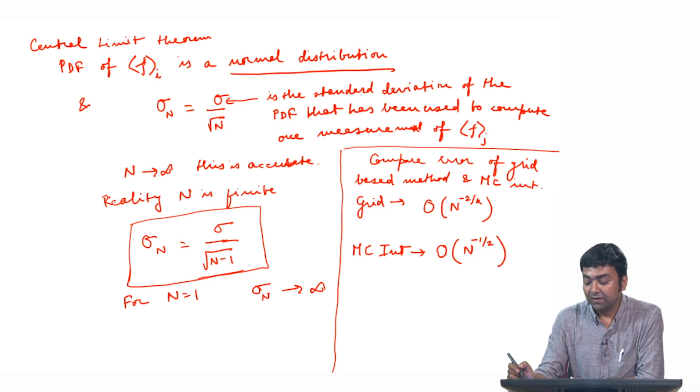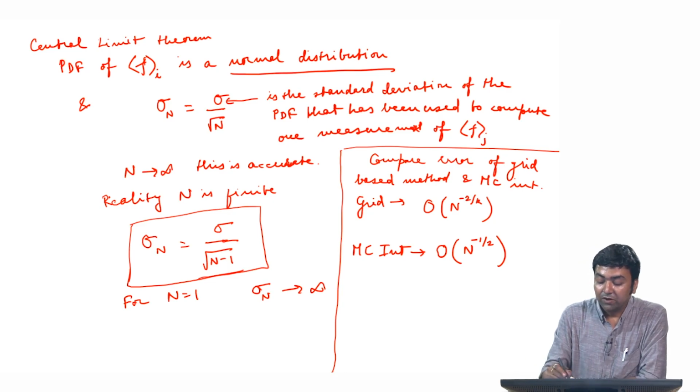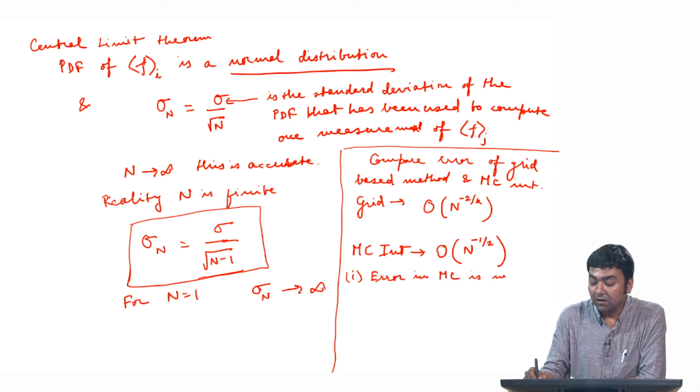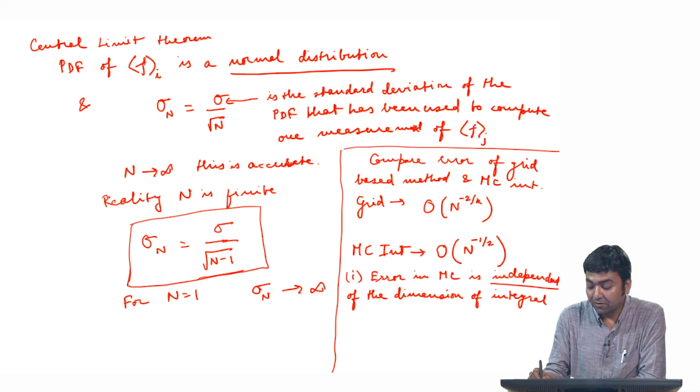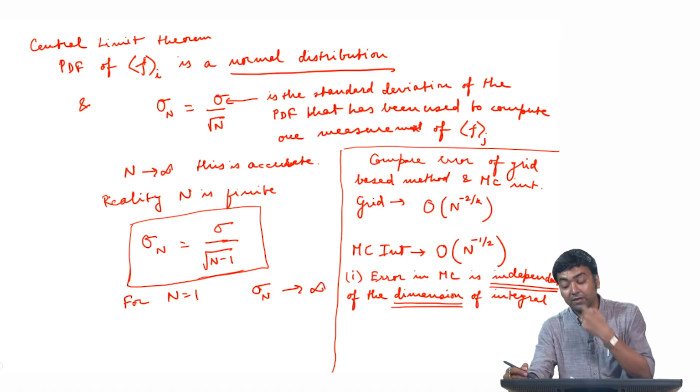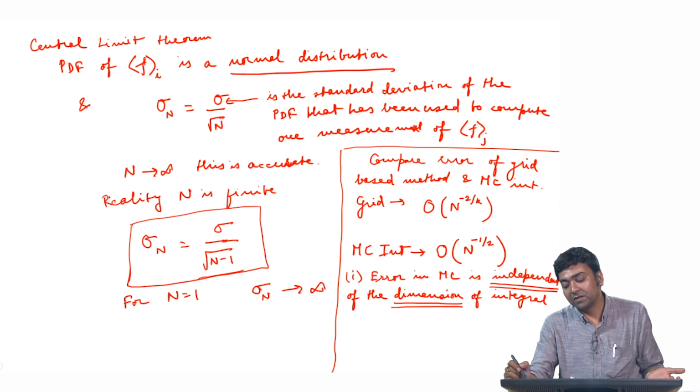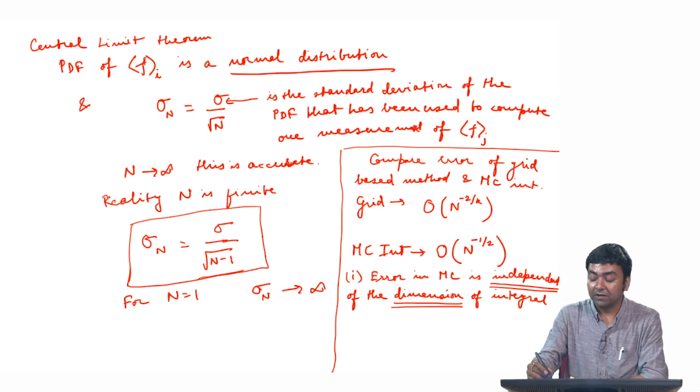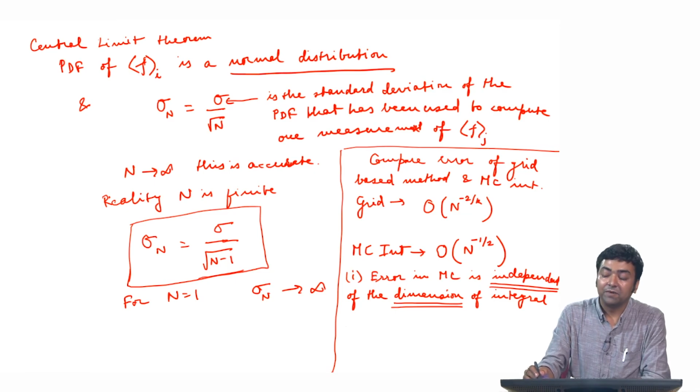So, what is the major difference? What can we learn from these two? The first thing we learn is that the error in MC is independent of the dimension of the integral. Important thing to remember: this does not depend on the dimension of the integral. If you have a 2 dimension or a 3 dimension or an infinite dimension, the quality of your integral will remain the same, at least mathematically. In contrast, for the grid based method, as I am stressing once again, as you try to do higher and higher dimension integrals, the error becomes larger.